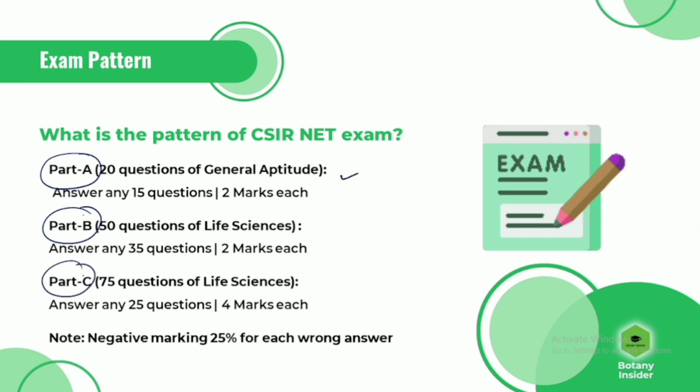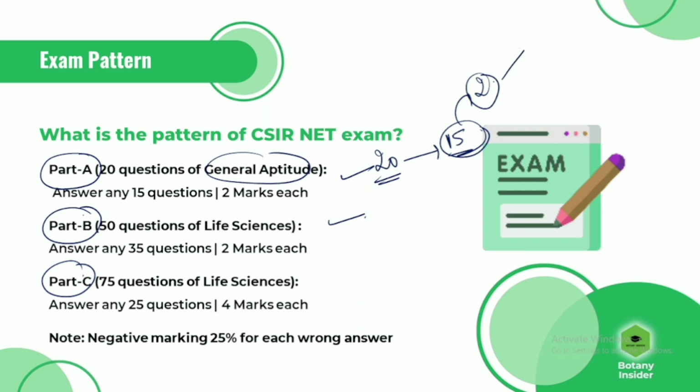In part A we have the questions related to general aptitude. In this we are given in total 20 questions and you have to solve only 15 out of them. Every question is of 2 marks, and for every positive response you get +2, and for every negative you get minus 0.5. Yes, there is a negative marking as well.